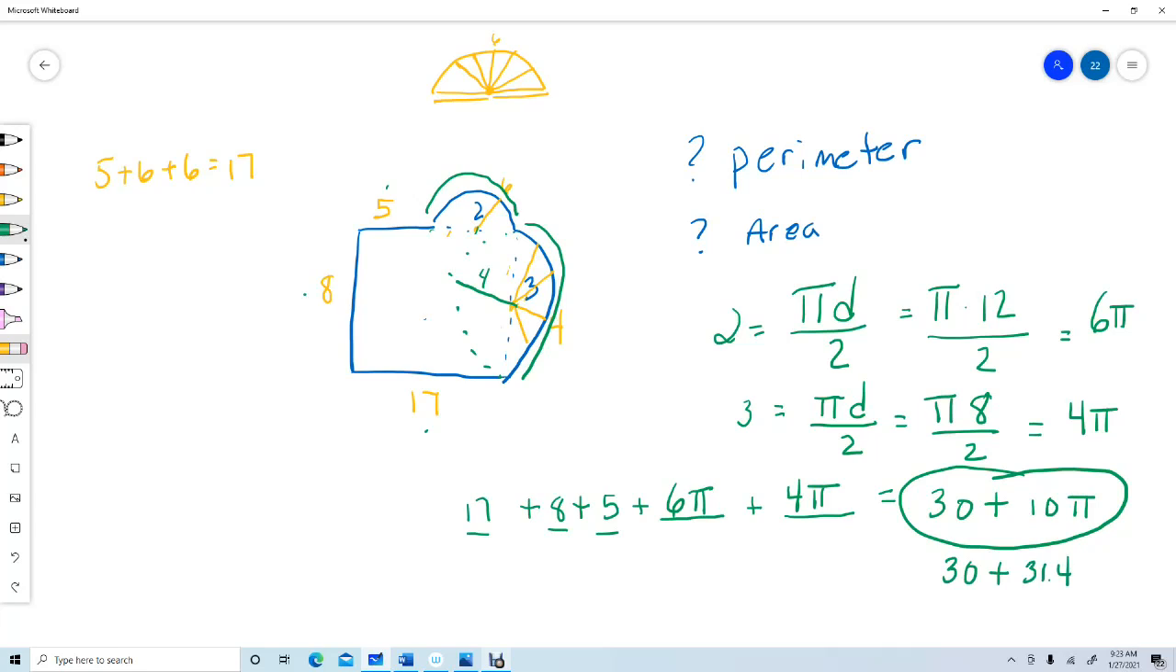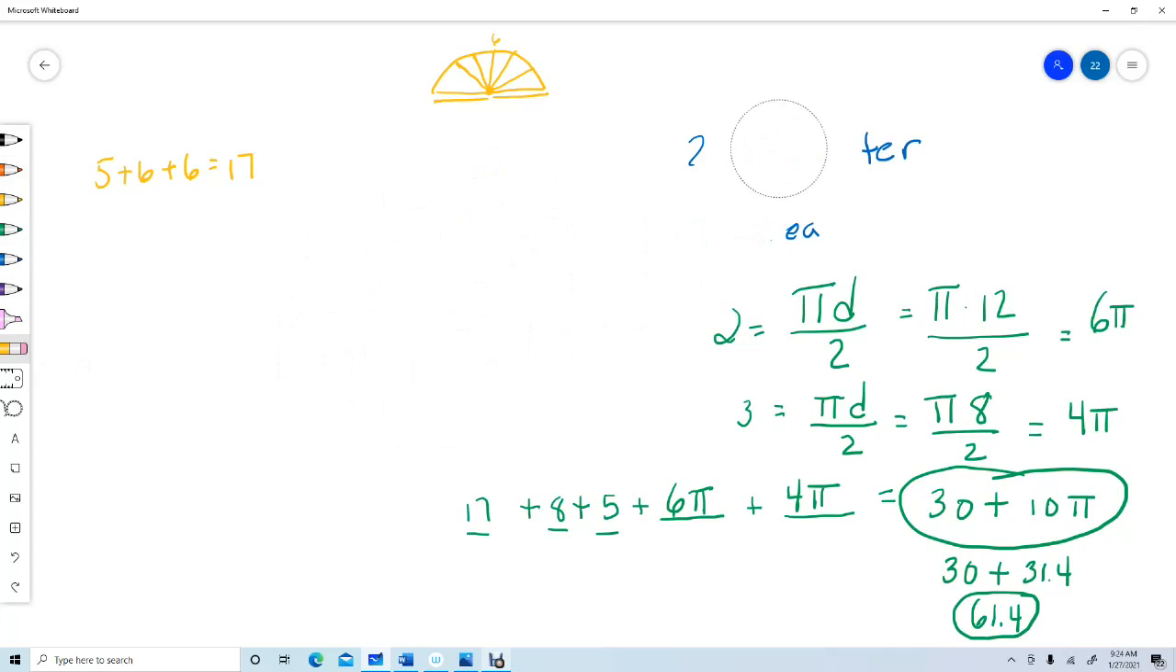31.4. If pi is 3.14, that would be 31.4. That's okay too. But I'm totally fine if you leave the answer in terms of pi. Right? That was a little bit messier than I hoped.